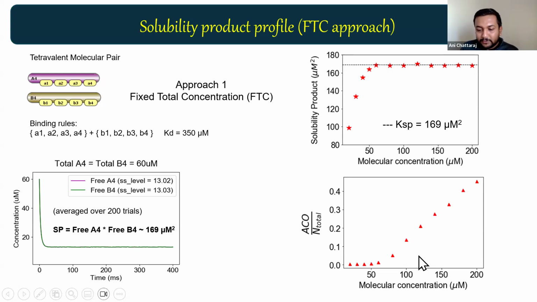On the other side, the solubility product is about the free molecules, meaning it is the monomer concentration. But ACO tells you what's happening to the other arm of your distribution, right?